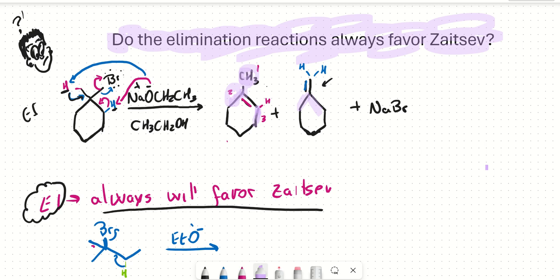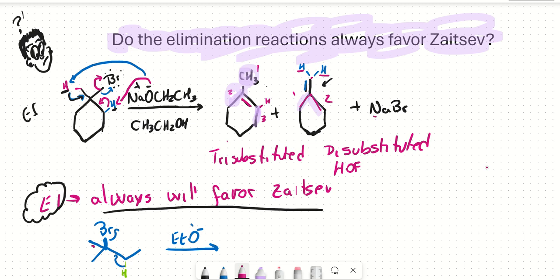So we have 1, 2, 3 substituents, so we call it tri-substituted. And here we have just this carbon, with nothing because we have hydrogen, and here I have a methyl and a methyl, so it's 2 substitutions over here, so it's di-substituted. This one, what you call Hofmann, because it has fewer substituents, Hofmann. And we have the Zaitsev, which has more substituents and is more stable.